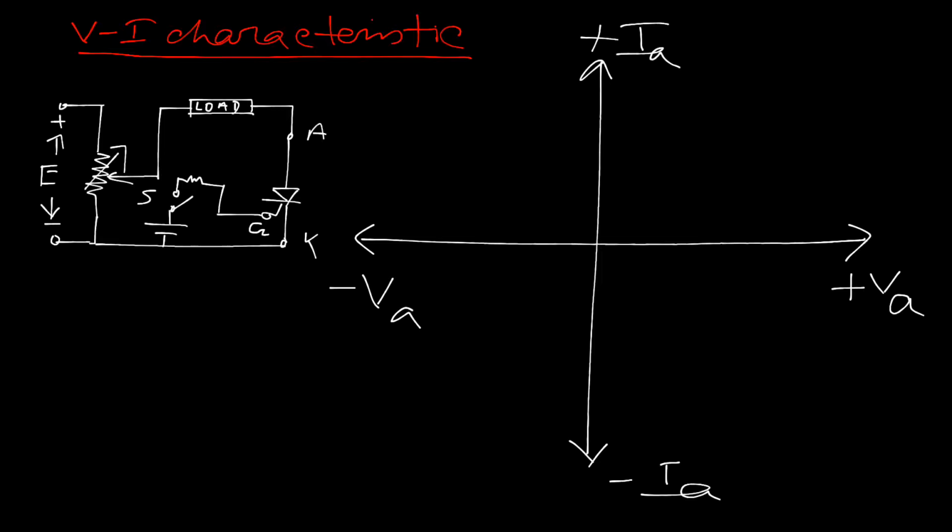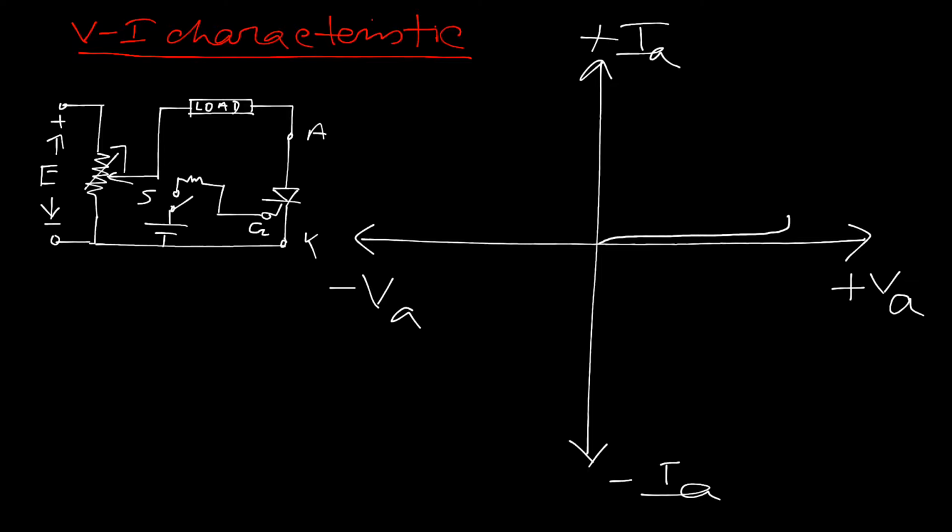Initially we start from 0, which means no voltage is there. Suppose we increase the voltage, then the device is still in blocking state up to this particular region. This is the very small amount of current that is called leakage current, which is created due to the presence of the depletion layer across junction J2.